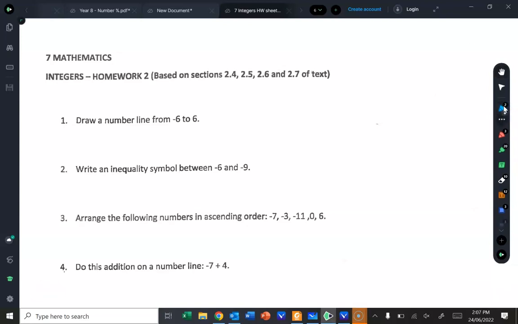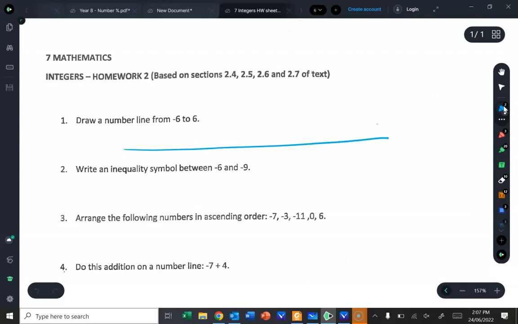Alrighty, so if we're having a look at homework sheet number 2, this time we're working on number lines. We should hopefully have a bit of an idea how to draw a number line. Maybe it's a good idea to bring a ruler when you do the test in this topic, because there's a lot of number line drawing here and there in this topic.